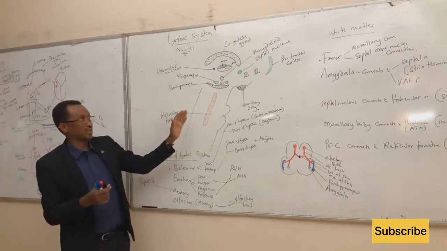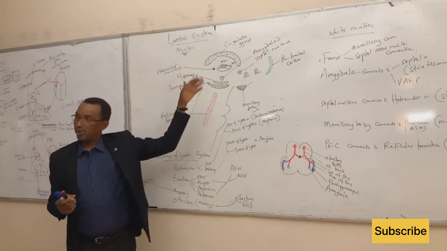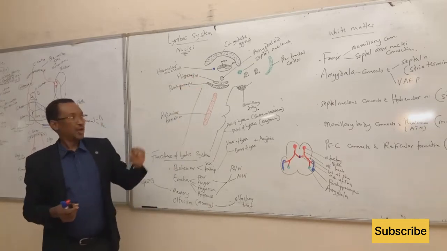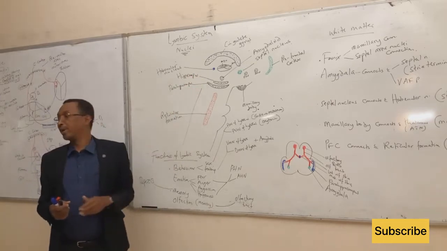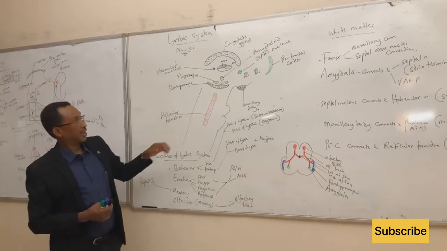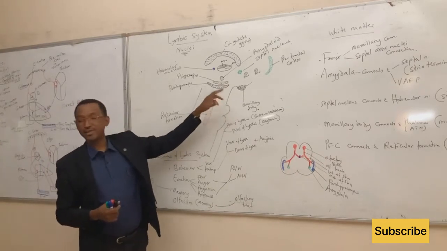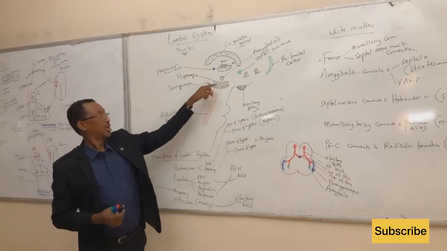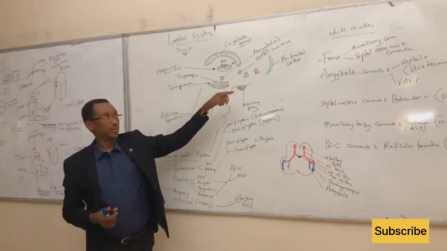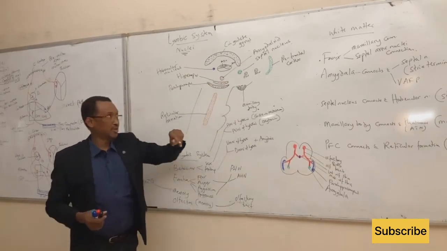So it has connections with various groups of nuclei within the cerebral hemisphere, and so it is part of the limbic nuclei. Similarly, the mammillary body: we discussed the connection between the hippocampus and the mammillary body, and so it is also part of the limbic system.